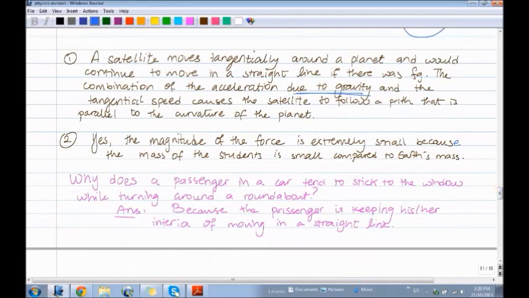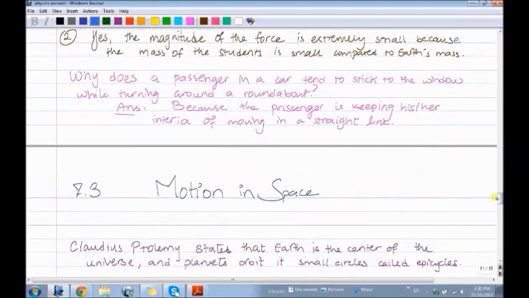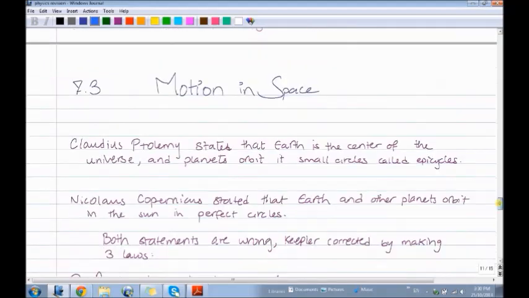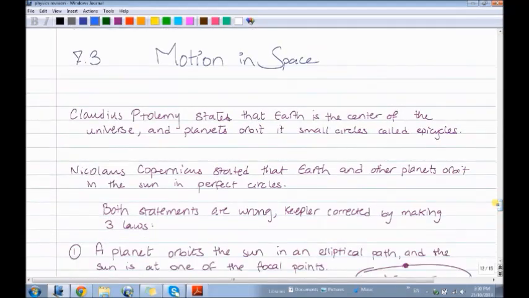Another question. Why does a passenger in a car tend to stick to the window while turning around a roundabout? The answer is that the passenger is trying to keep his or her inertia, which was moving in a straight line. Inertia means the tendency of an object to remain in its state. Now we finished this section. Now we'll go to the last section, finally, motion in space, 7.3.